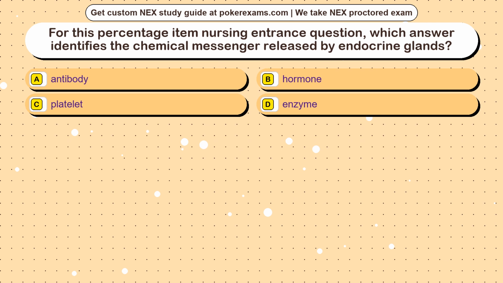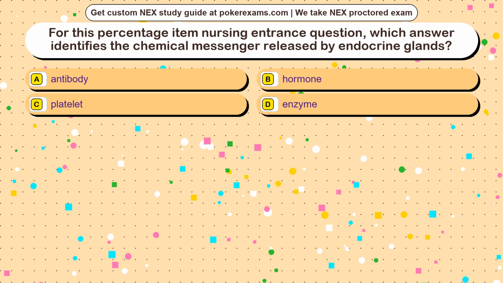Question 13. For this percentage item nursing entrance question, which answer identifies the chemical messenger released by endocrine glands? Option A, antibody. Option B, hormone. Option C, platelet. Option D, enzyme.